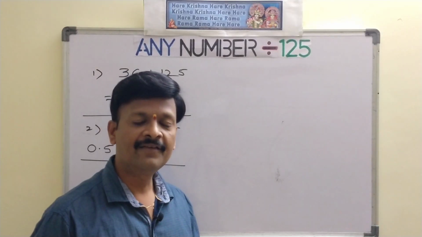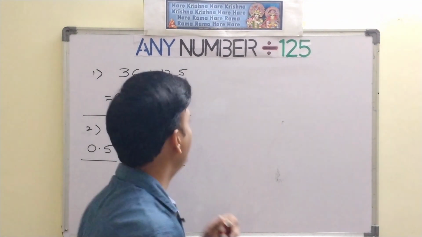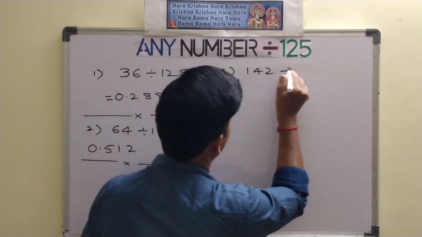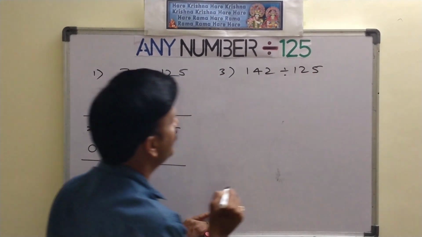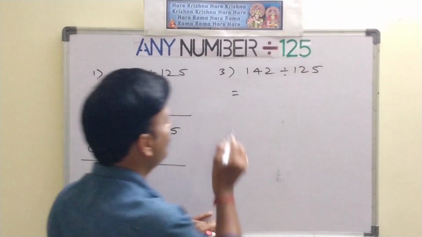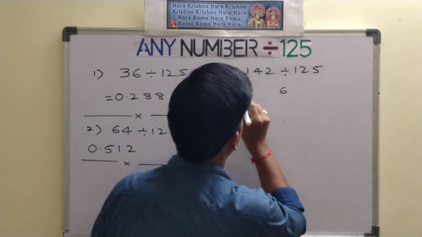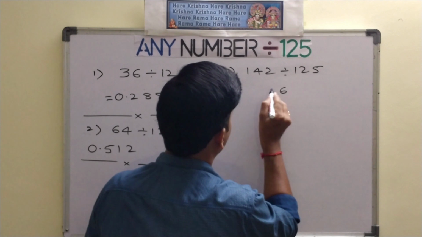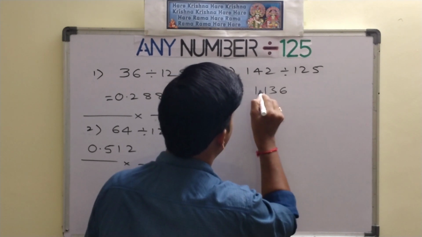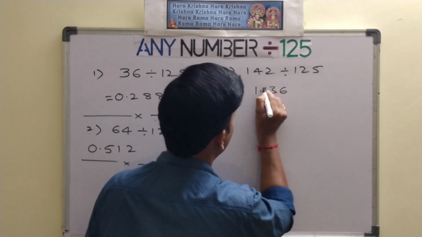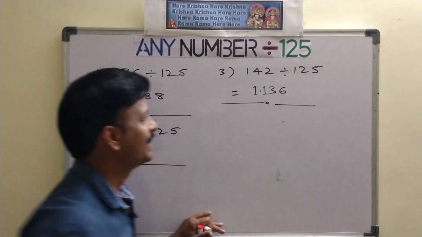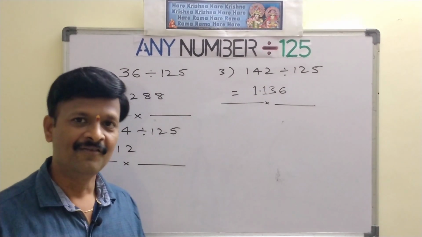Similarly, we can consider one more 3-digit number. The 3-digit number is 142 divided by 125. This also we can write within one step and within 5 seconds of time, like this. So your answer is 1.136 when you divide 142 by 125.